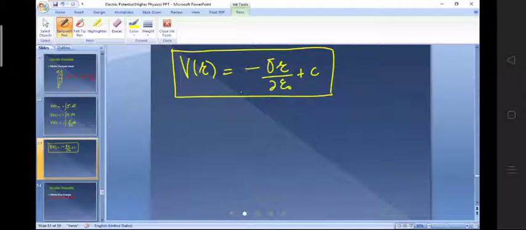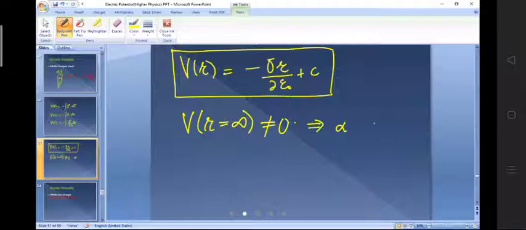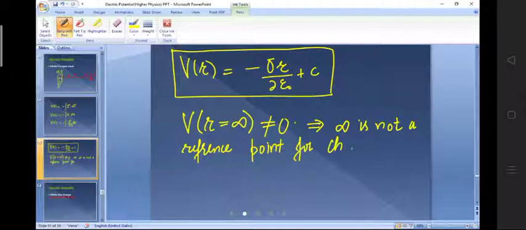If you want to calculate the electrostatic potential at infinity, substitute R equal to infinity. So V at R equal to infinity is not equal to 0. That means infinity is not a reference point, because when you substitute R equal to infinity, it will not be equal to 0. So this implies that infinity is not a reference point for a charged sheet.